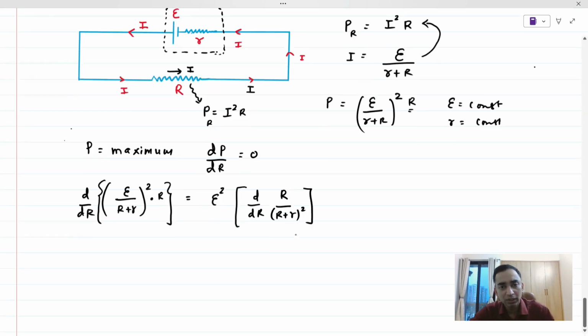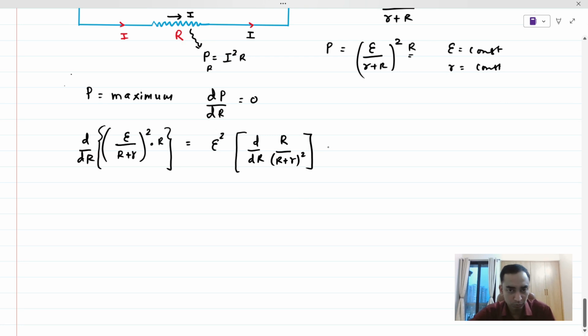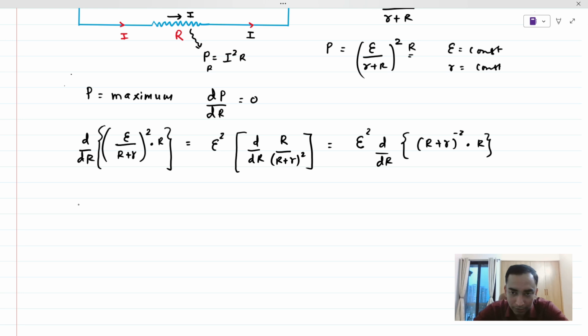I'm not going to use the division rule. That is actually a little bit difficult for the students. So I'm simply going to say E square, then d by dR of, I'll write two functions. One is R plus r raised to minus 2 multiplied by R, because the product rule is very easy to apply. So the next step is E square, then the differentiation of the first, and then R, the second one, is to be taken constant.